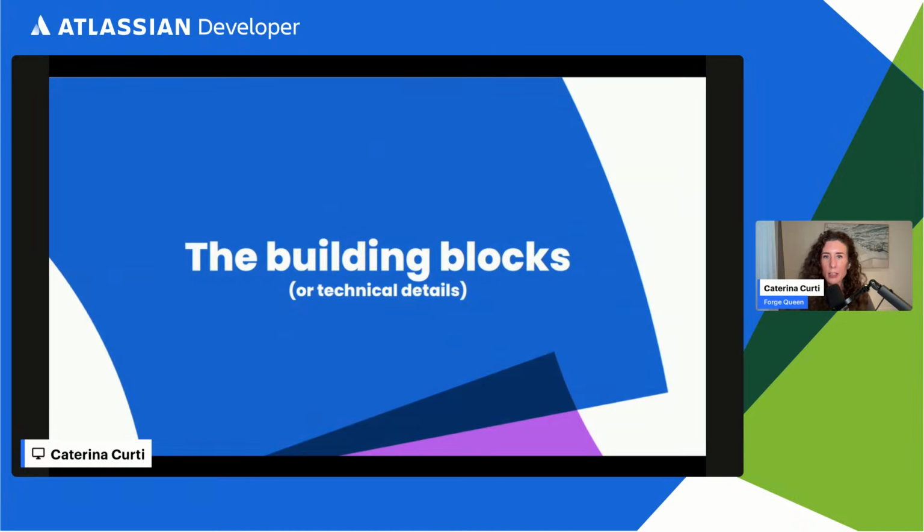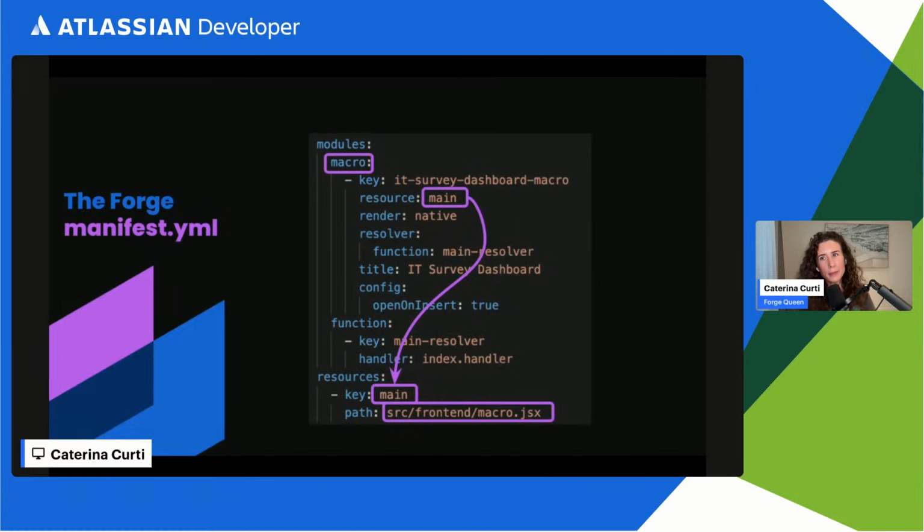Let's get into the technical details. I'll take you now through the flow of our app for each of the components that we've seen, and I'm going to highlight a couple of interesting bits and pieces from a technical perspective, from the perspective of our Forge app. So starting with the macro and how the macro is defined in the manifest.